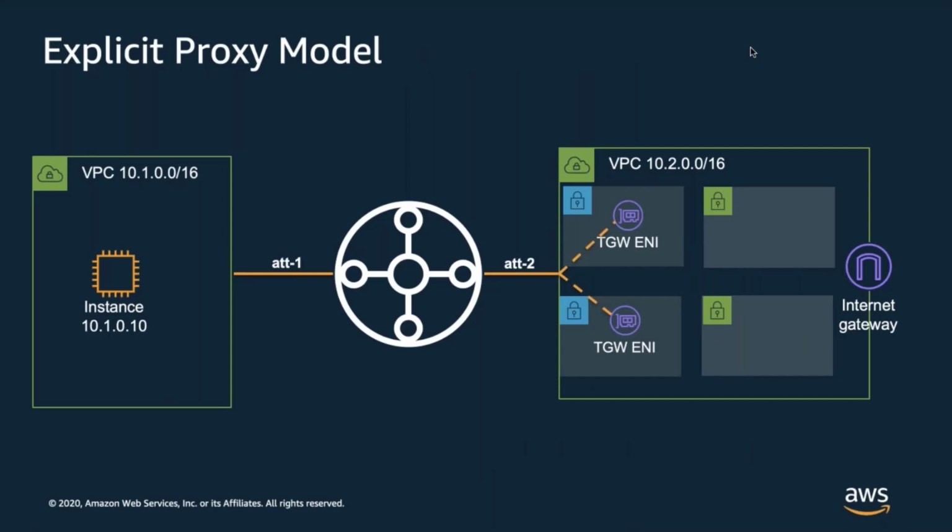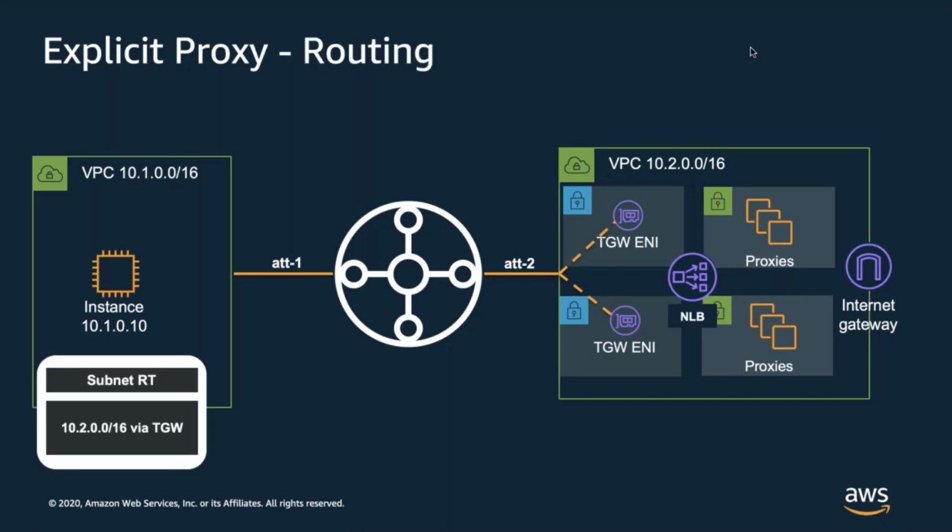Okay, and the final model for egress filtering is our explicit proxy. So in this case, we're not actually doing routing out to the internet. What we will do is use a proxy as the destination first and use that to forward traffic out to the internet. So let's have a look at the route tables. And before that, let's have a look at how the VPC is deployed. So we have our proxies. They would be behind the network load balancer. And then we'll look at the route table.